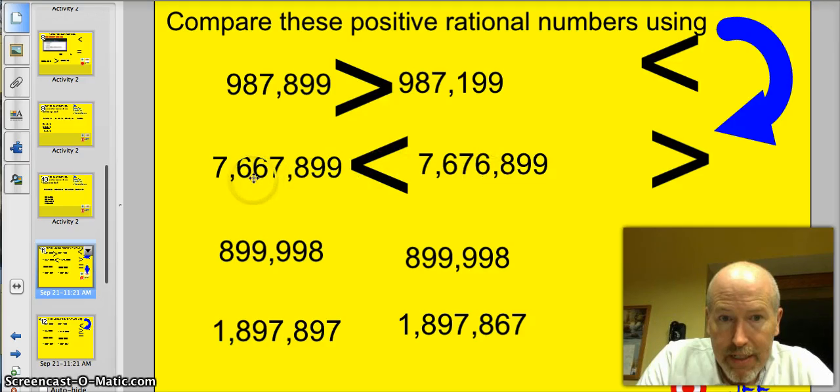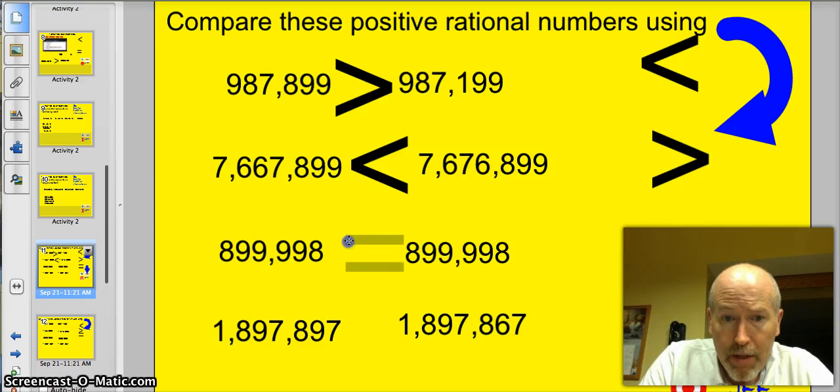Big number, big sign. 676, 667. Just looking at that middle, everything else looks to be the same. All right, 899,998. And these two are exactly the same. All right, how about these guys here? They look pretty similar.